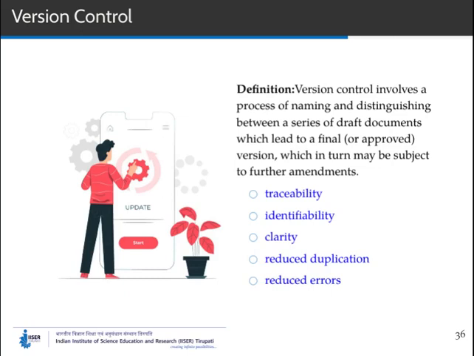Considering version control, it involves the process of naming and distinguishing between a series of draft documents which lead to a final approved version. Multiple authors can work simultaneously on the same documents, and finally we can combine all those things and produce the final document. It offers traceability, identifiability and clarity. It reduces duplication as well as errors.